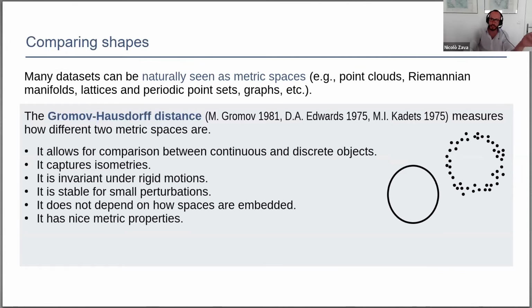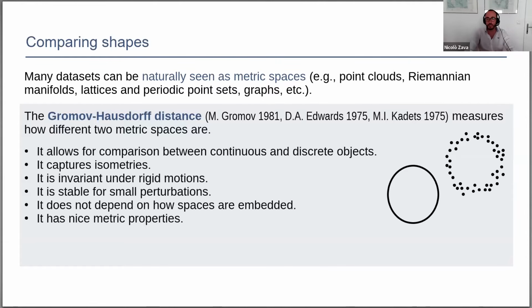It has very nice properties. It allows for comparison between continuous and discrete objects. From the general topological point of view, this is absolutely non-trivial. It precisely captures isometries between spaces. It is invariant under rigid motion. It is stable under small perturbation, meaning that if you have two metric spaces that are somewhat similar, you just move the points a bit, then their Gromov-Hausdorff distance is small.